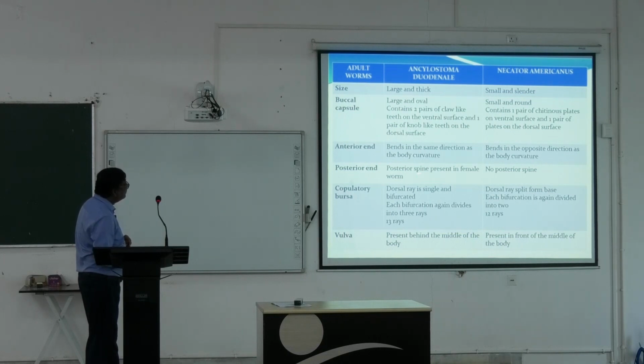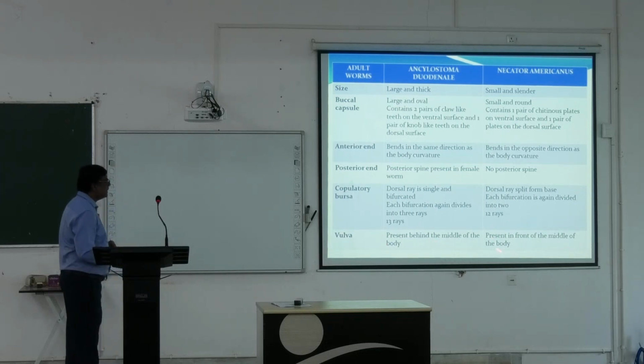The posterior end: a posterior spine is present in the female Ancylostoma worm, and no posterior spine in Necator. The anterior end is bent; here in Necator it is bent in the opposite direction. The copulatory bursa has 13 rays in Ancylostoma and 12 rays in Necator, and the vulva is present behind the middle of the body in one and in front of the middle of the body in the other. These are the differentiating features.